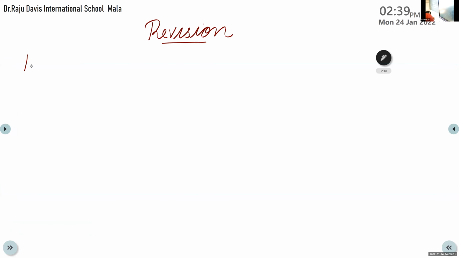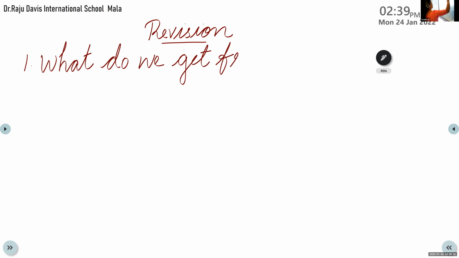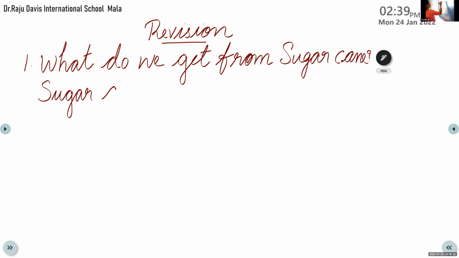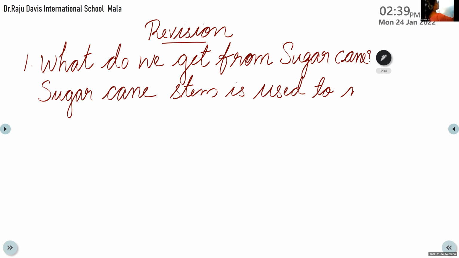What do we get from sugar cane stem? Sugar, ma'am. Sugar cane stem is used to make juice. Sugar cane, the answer. I am writing the answer. The sugar cane stem is used to make juice.